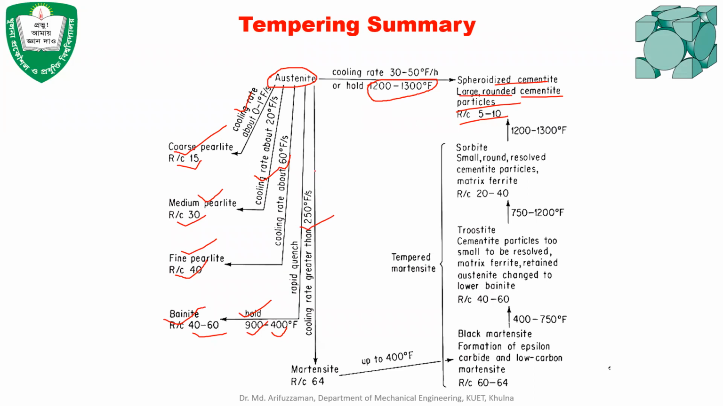If you cool it in brine, that means very cold temperature, brine or ice, then you will obtain martensite, which has greater hardness, like 64 on the Rockwell hardness scale.